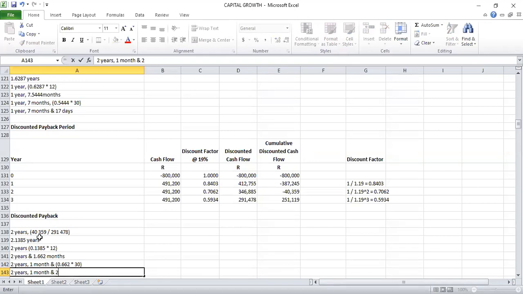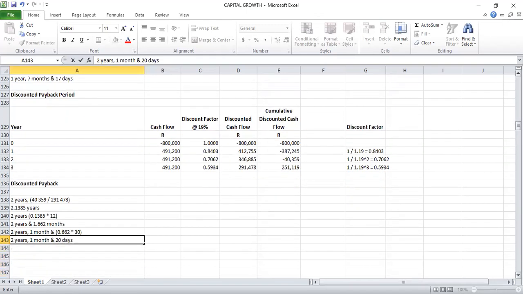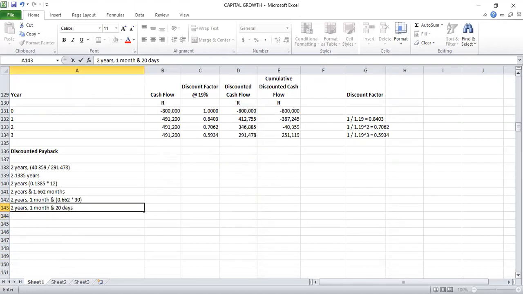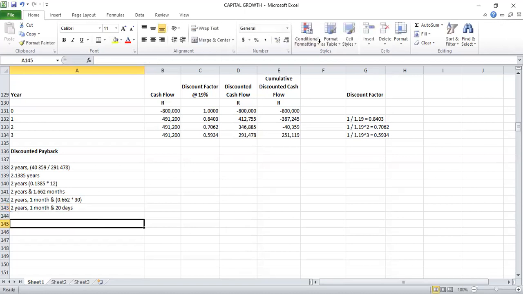We can say 20 days. So this will be our discounted payback. You'd find that your discounted payback is more than the plain payback period, because all future cash flows will now be discounted. Any questions? Yes, question please. Right. So that will be our discounted payback.